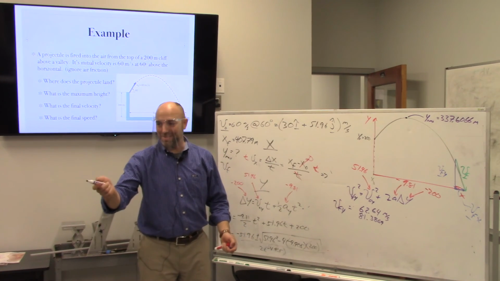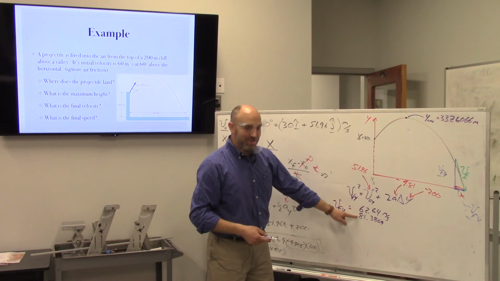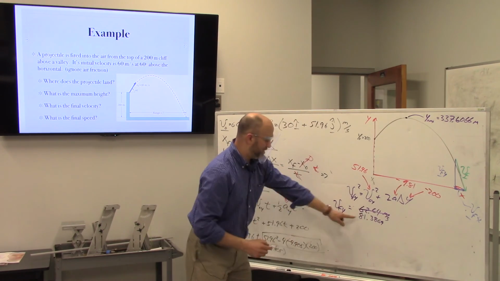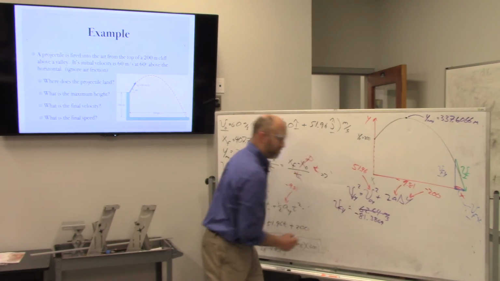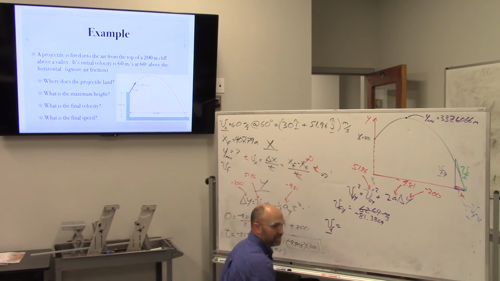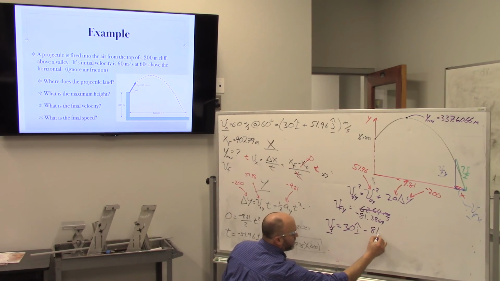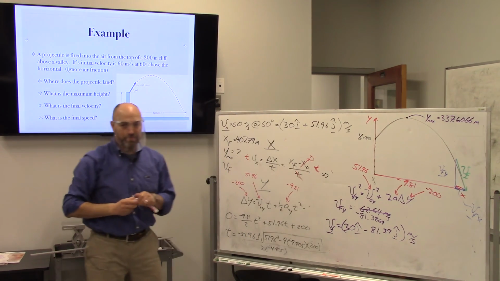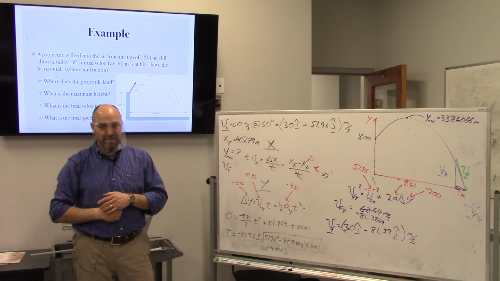Okay, so did you find a mistake? Okay, so I think the majority was right this time. This is the answer, and there we go. So it's not that, but it's this. And it's negative, because we looked at our picture and figured that out. So how do we write our final velocity? IJK. 30 I hat minus 81.39 J hat, the whole thing with units, meters per second. Okay, does that make sense to everybody?